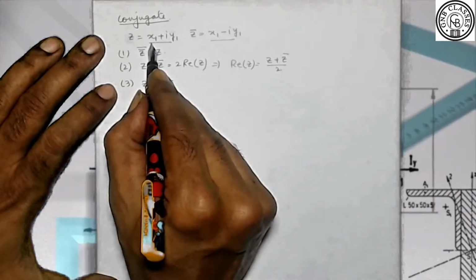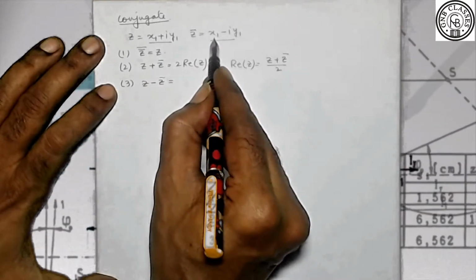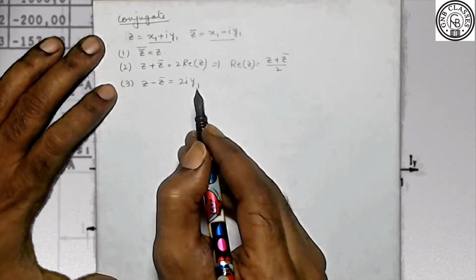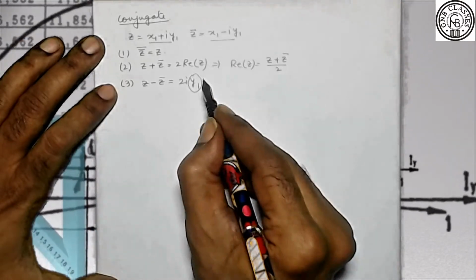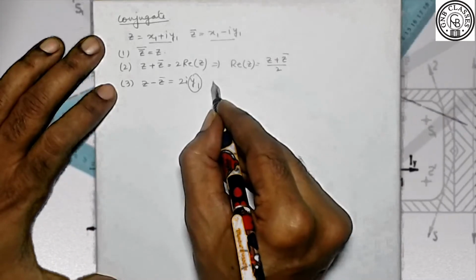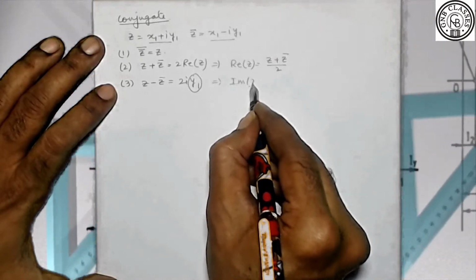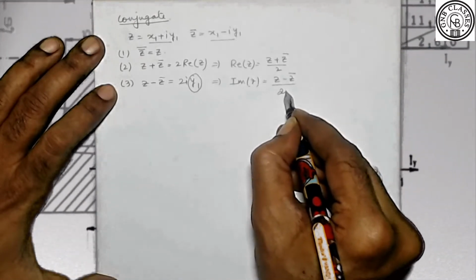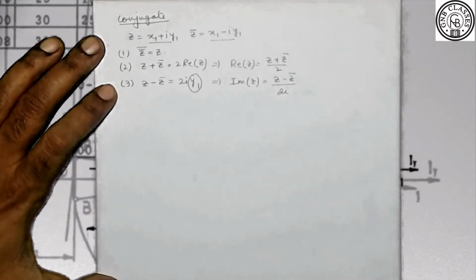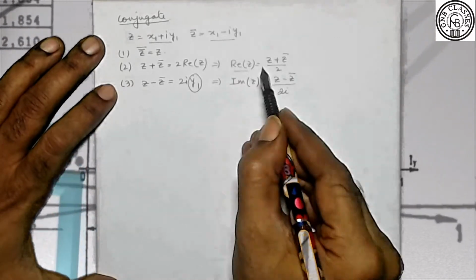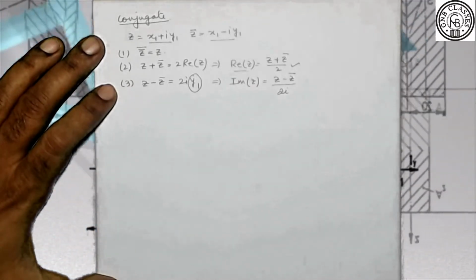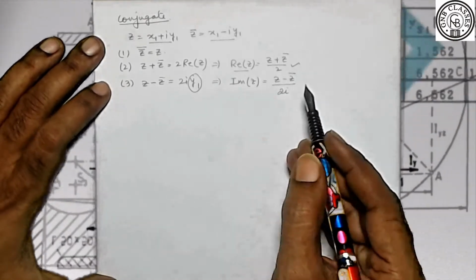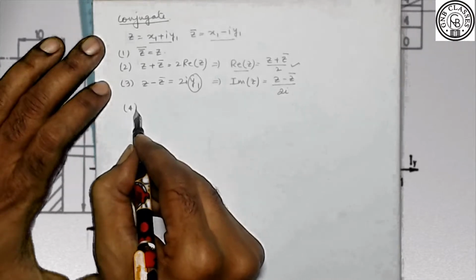Similarly, if I go for z minus z bar, what are you going to have from here? x1 plus iota y1 minus x1 plus iota y1. That gives you 2 iota y1, which is nothing but, what is y1? y1 is the imaginary part of z. So imaginary part of z is nothing but z minus z bar divided by 2 iota. Yes or no? So remember this way, the real part of z can be represented by z plus z bar by 2. Imaginary part of z can be represented by z minus z bar by 2 iota. 4.